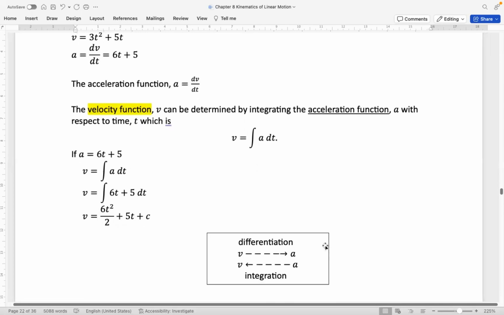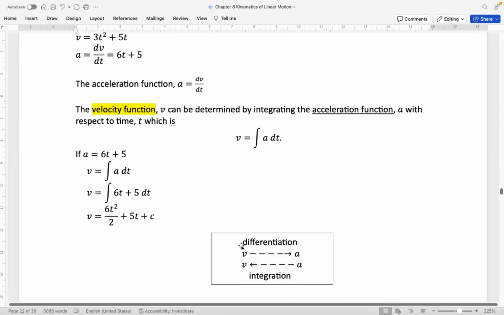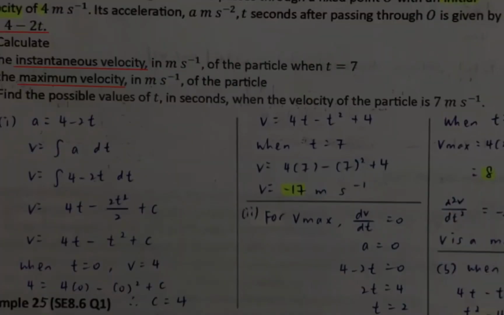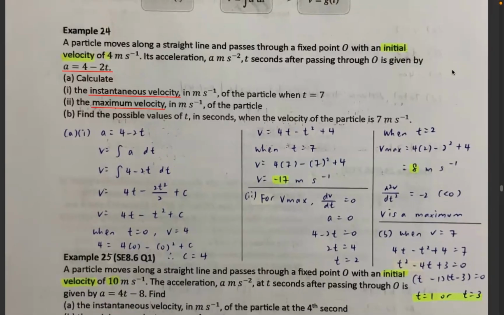Okay, so this is the conclusion. From velocity, if you would like to find the acceleration function, we have to do differentiation. Then, from acceleration, if you would like to find back velocity, you have to do integration. Let's try a few examples.